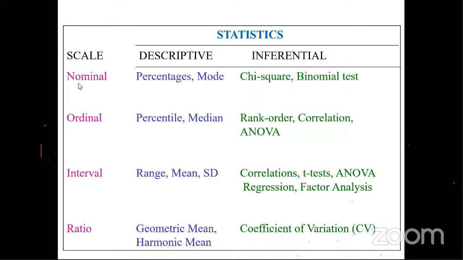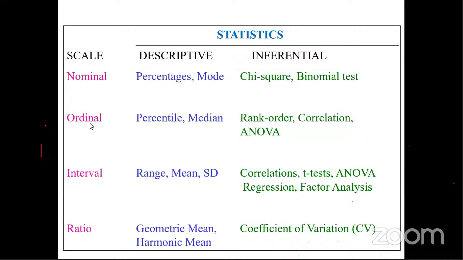The thing is here, nominal scale. When you are dealing with this, what are the possible statistics we can do? Percentages and mode, that only we can do for nominal scales, meaning how much the percentage of different things is, and what the highest frequency is. And here chi-square is possible, and the binomial test. We also do these two things.